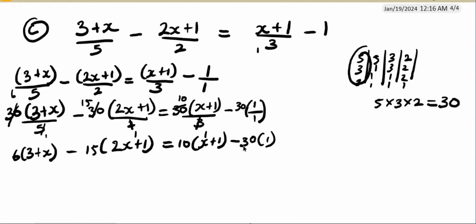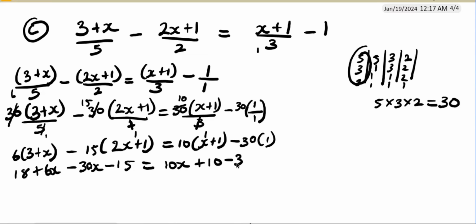So when you open this bracket, you have 18 + 6x − 30x − 15, that's because minus 15 times 2x will give you minus 30x, minus 15 times 1 will give you minus 15, equal to 10 times x will give me 10x plus 10 times 1, 10 minus 30.